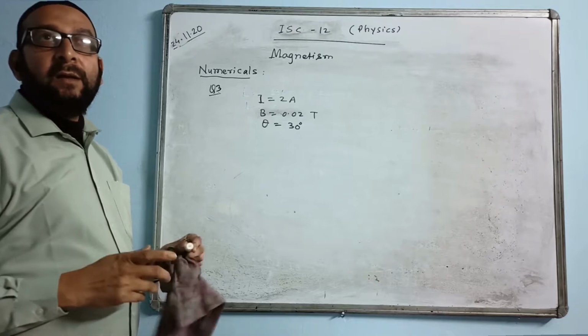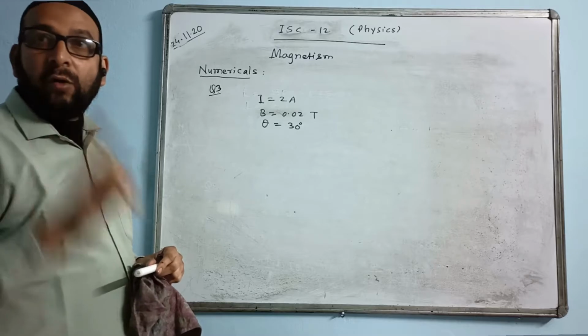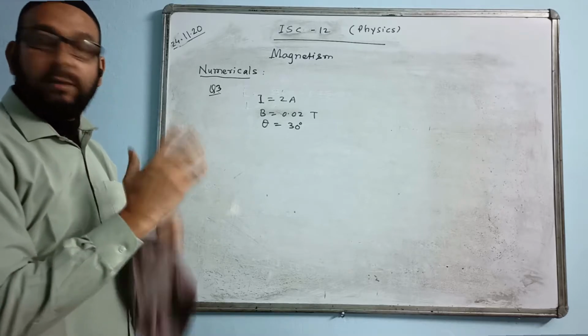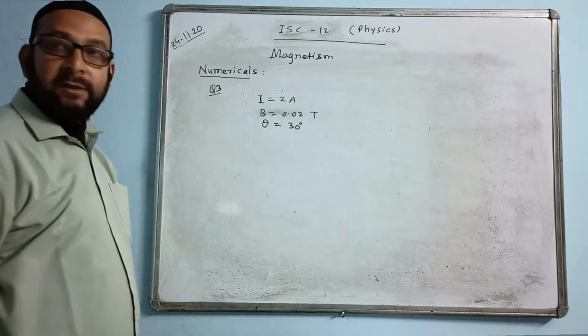Plane of the coil, don't get confused. Plane of the coil and normal to the plane of the coil will come only when you are calculating torque, and at that time there will be an armature coil, the full armature. Just now only a single wire is there.